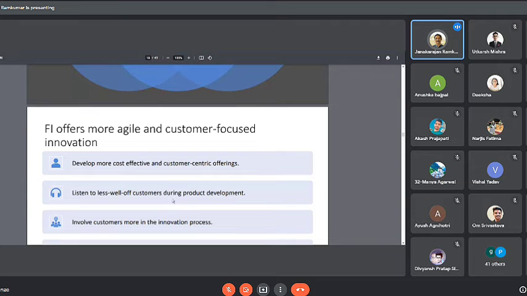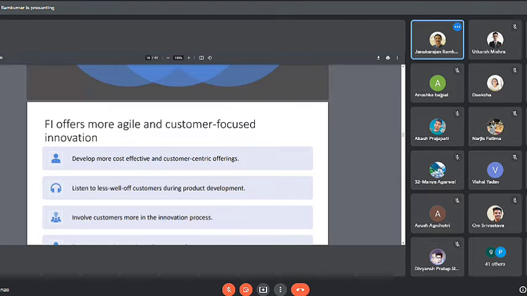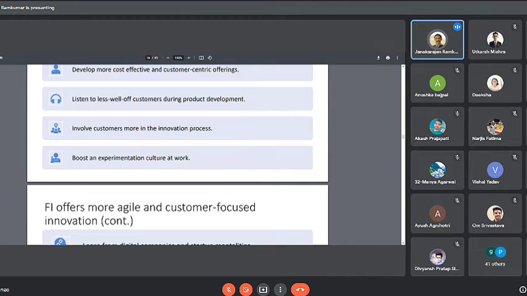Listen to less well-off customers during product development. Try to look at the bottom of the pyramid. Involve them, and boost an experimentation culture at work. Rather than sitting in the office and trying to develop a product, go to the customer, understand what the customer wants, and then develop a product. Show the product to the customer frequently and get it tested.